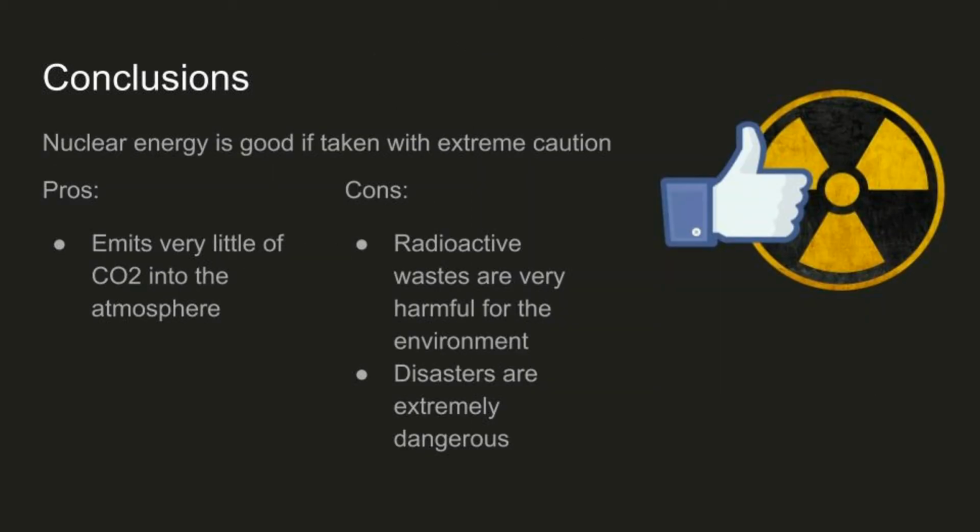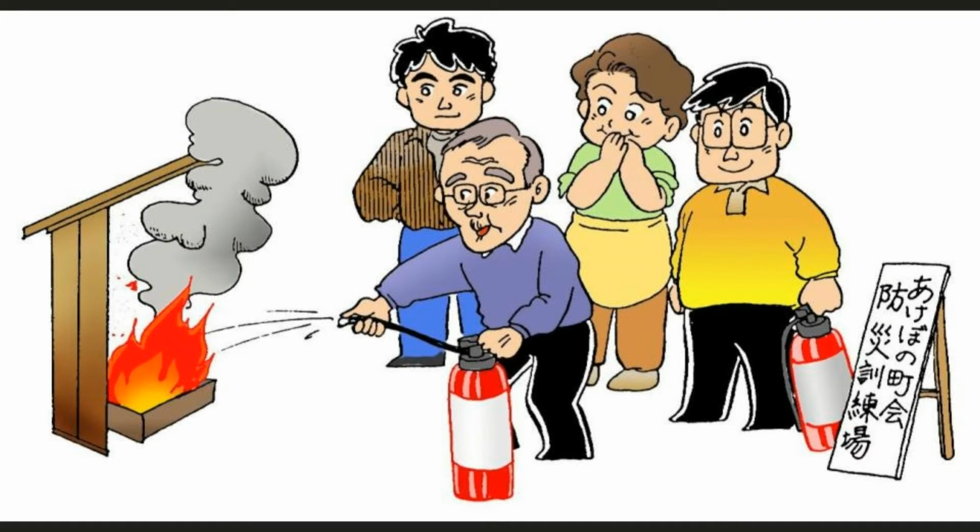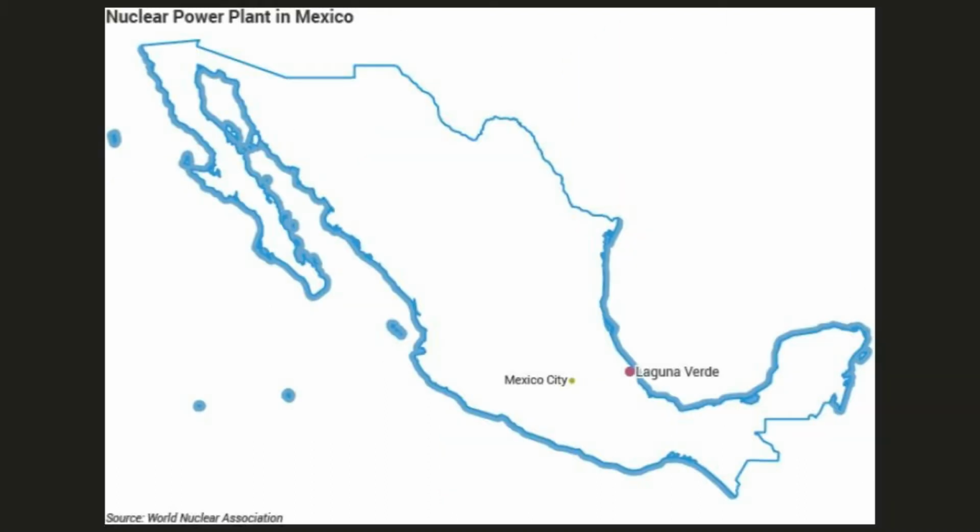There are pros and cons of using nuclear energy. The pro is that it emits a very low amount of CO2 into the atmosphere. The con is that radioactive waste is extremely dangerous. The Chernobyl disaster could have been prevented. Many scientists agree that if they had a containment structure, they could have minimized the damage. In our country, we have two nuclear plants, one in Mexico City and the other in Laguna Verde, Veracruz. Nowadays, 4% of Mexico's energy is nuclear.